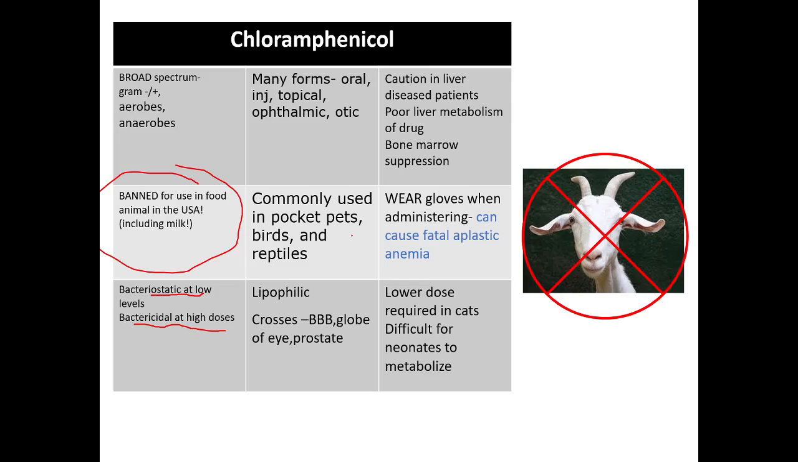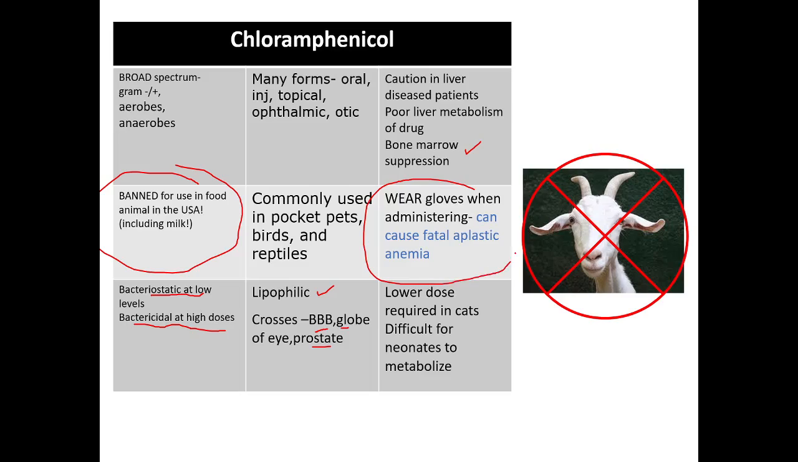We commonly use it in pocket pets, birds, and reptiles. Don't very often use it in mammalian animals. It is highly lipophilic and crosses the blood-brain barrier, globe of the eye, and the prostate. We have to be very careful in liver diseased patients because it has poor liver metabolism of the drug and can cause bone marrow suppression.